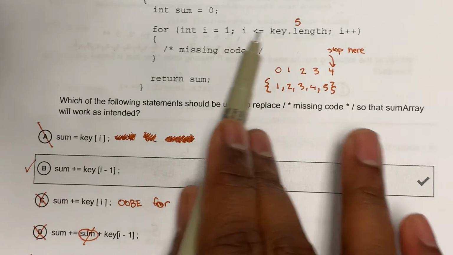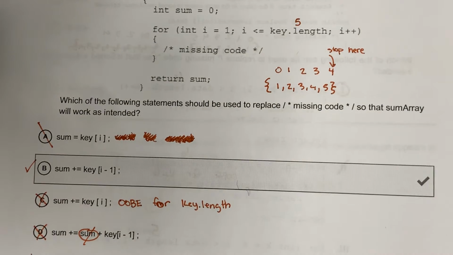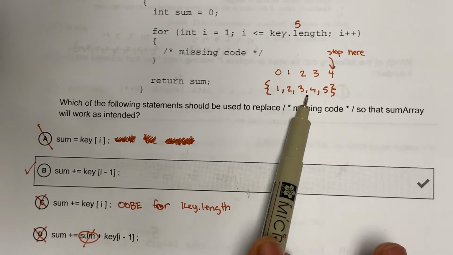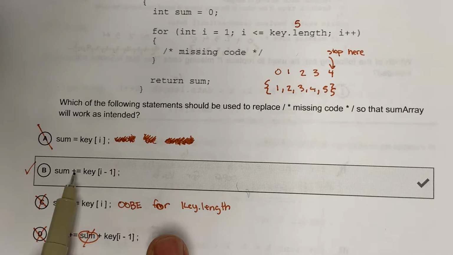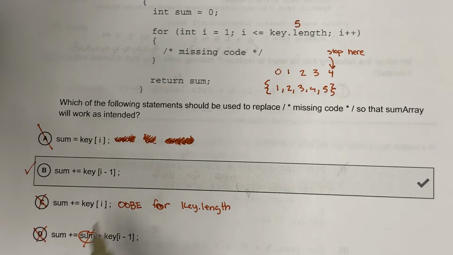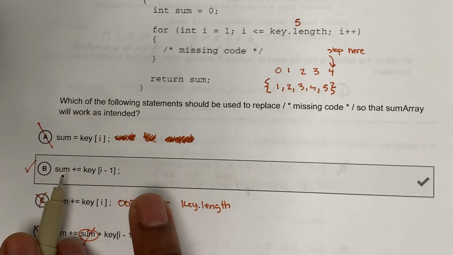So even though our values take us past index values that our array can access, the i minus 1 gets us back into the array and it accesses 0 through 4. And because of the plus equals, it's going to mean that you take the previous value of sum, add it to the value that's in key i minus 1, and then save that value as sum.